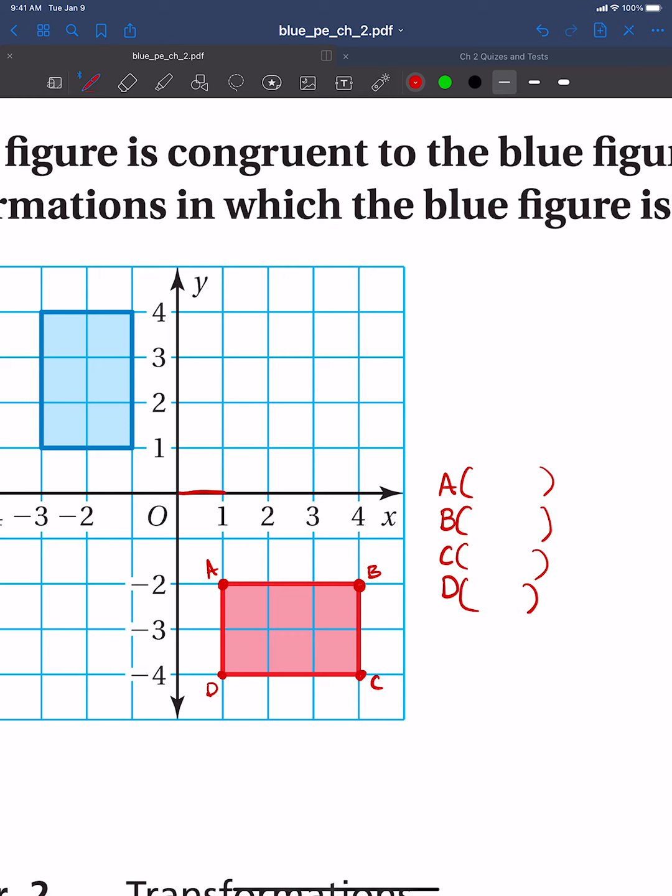A is over 1, down 2, so it's going to be (1, -2). B is over 4, down 2. C is over 4, down 4.